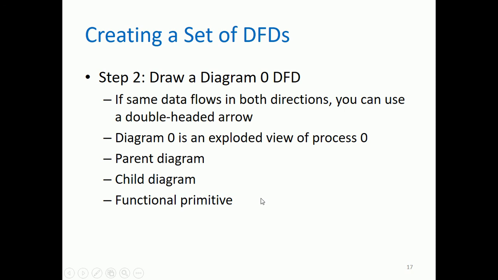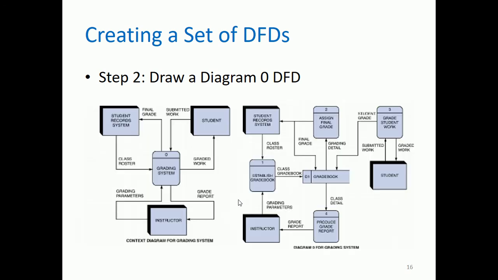And then we have the so-called functional primitive. This functional primitive means, for example, establish gradebook. If this process does not have any more separate sub-steps, for example, how to establish a gradebook? Number one, get the class roster. Number two, and so on and so forth. If you can still identify sub-steps for this process, it means this process is not yet a functional primitive. You have to explode it to another diagram. If you explode process 1, 2, 3, or 4, the exploded version of process one will be called diagram one DFD.